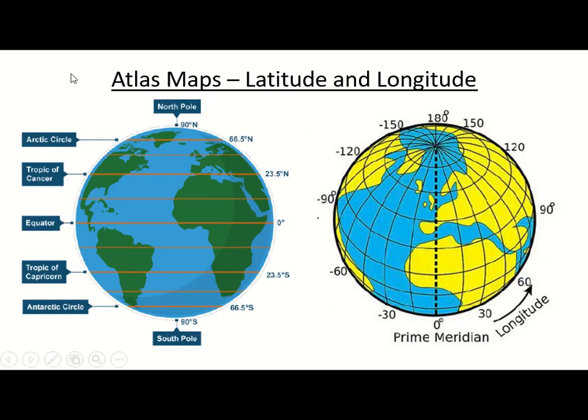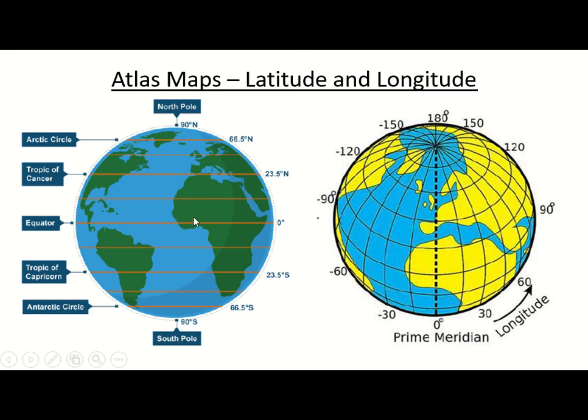Now atlas maps. Atlas maps are basically any map that isn't as detailed as an OS map. They often are much more zoomed out, so large scale. This is the largest scale map you're ever going to get, which is one of the world. And you should see these lines that go across the world, and these are lines of latitude, some of which you've heard of: the equator, the tropics of Cancer and Capricorn, and the Arctic Circle and Antarctic Circle. And there are other lines of latitude in between. In fact, there are lines of latitude that go all the way up and down the Earth.